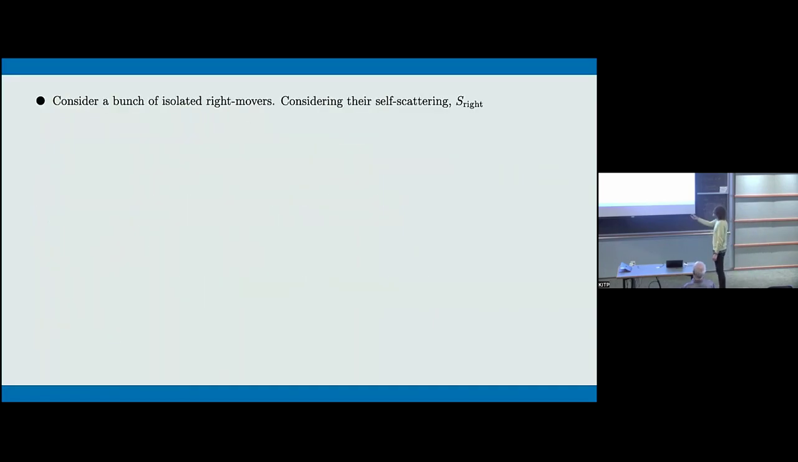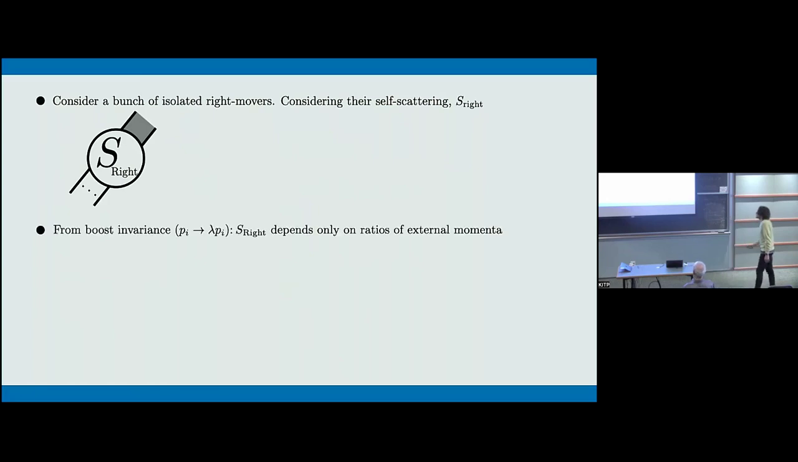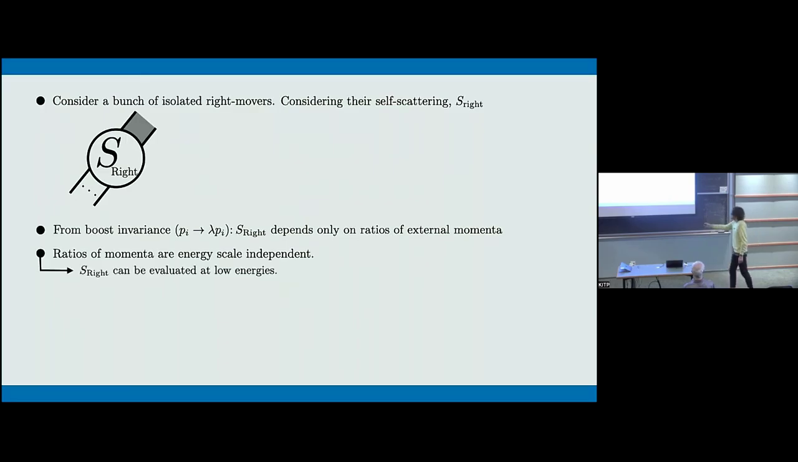So let's consider a bunch of isolated right movers. And let's ask how they interact, or how they self-scatter in the absence of left movers. Now, from boost invariance on the worldsheet, we know that this right S matrix can only depend on ratios of the external momenta. Now, ratios of external momenta are energy scale independent, which means that we can evaluate this S matrix at any energy scale we choose. In particular, we can evaluate it at low energies.